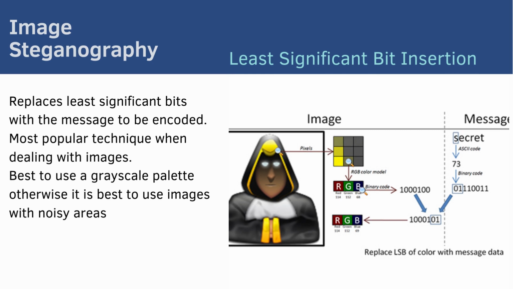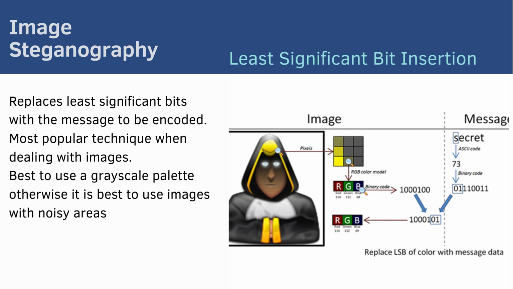Another approach of image steganography is least significant bit insertion. Here, it replaces the least significant bits with the message to be encoded, and this is the most popular technique when dealing with images. LSB is best used with a grayscale palette or one with gradual changes in shades. Otherwise, it is best to use images with noisy areas. Noisy areas here refers to areas with ample color variation and without large areas of solid color.